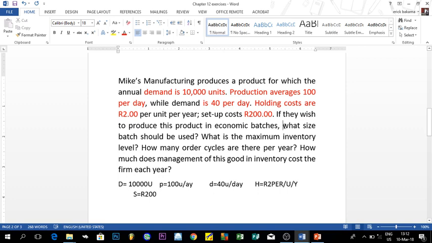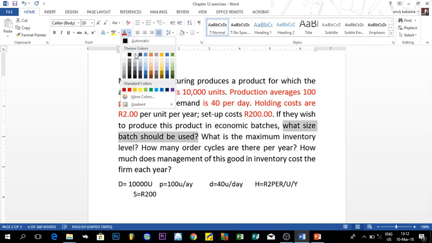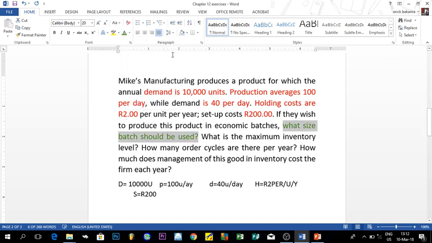The first one is the size of the batch. By the size, they want us to find Q, because they want to know how many units we are going to order every time that we make. That means Q. The second is the maximum inventory level. This one is a formula that I didn't really give in my first presentation, but we're going to do it now because it's better when it comes in the form of a question.